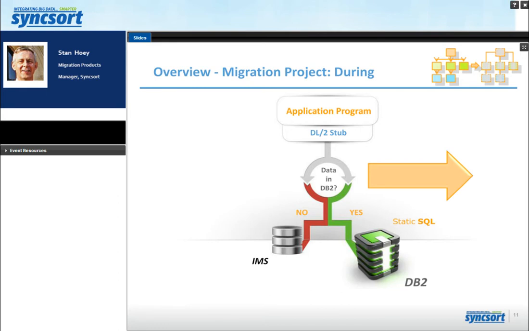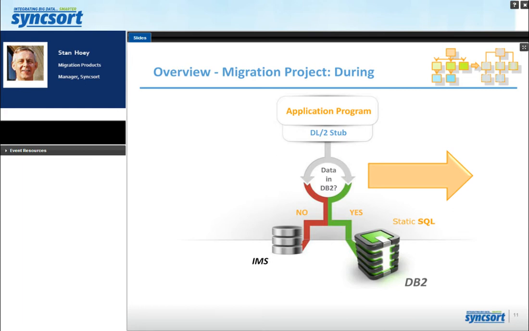If that database is still an IMS database, in other words, it hasn't been migrated to DB2, then DL2 passes the call to IMS and it's performed exactly as it is today. If, however, the call is for a database that's been migrated to DB2 under DL2's control, then DL2 undertakes the processing of that call against the data in DB2.